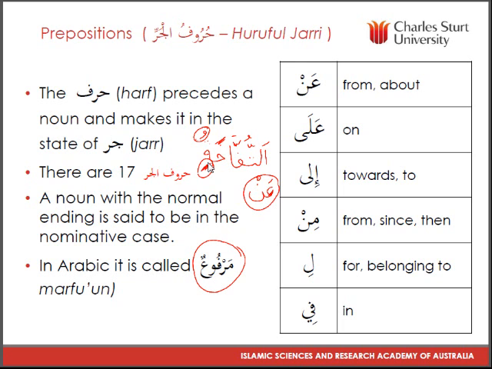There are 17 different huruful jar, but these are very, very common ones. You have to memorize the meaning of them. An means from, about. Ala means on. Ila means towards. Min means from, since, then. Li means for or belonging. Fi means in. Yes? What do you mean by a noun with normal ending is said to be nominative?